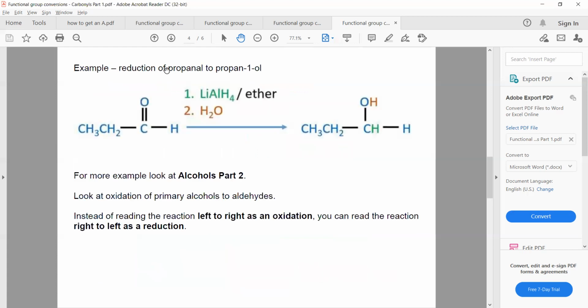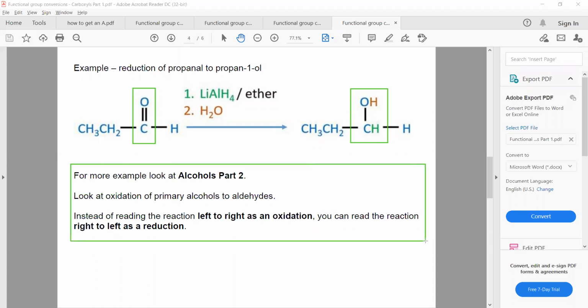And then you can have an example of propan-1-ol, or propanal. Al is the aldehyde, and then reduce that to propan-1-ol. So here's your aldehyde on the left, here's your primary alcohol on the right. And then what I say is look for more examples in alcohols part 2, because literally all you have to do is switch the arrow around.